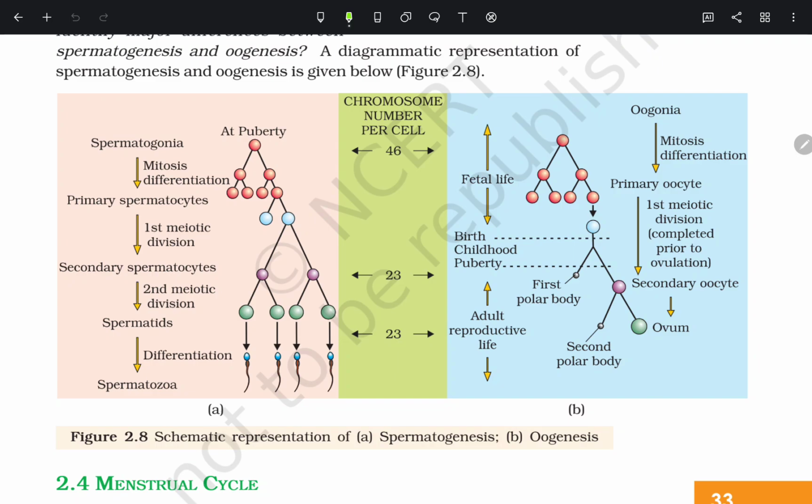This is a representation showing spermatogenesis on the left side and oogenesis on the right side. Spermatogenesis: spermatogonia go through mitotic division and give rise to primary spermatocytes. After the first meiotic division, they give rise to secondary spermatocytes. After the second meiotic division, they give rise to spermatids. After differentiation, they give rise to spermatozoa.